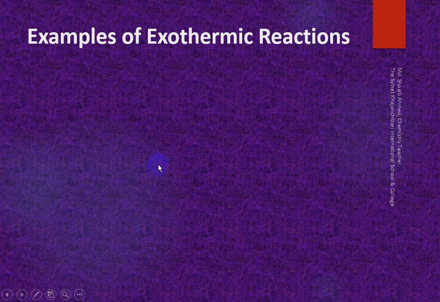Examples of exothermic reactions: in some reactions, we feel hot, the surroundings become hot. One example is the combustion reaction of fuels. Fuels include natural gas, methane, ethane, octane, and coal. Combustion is burning with oxygen, like methane plus oxygen forming carbon dioxide and water. So the combustion reaction of fuels is an exothermic reaction.